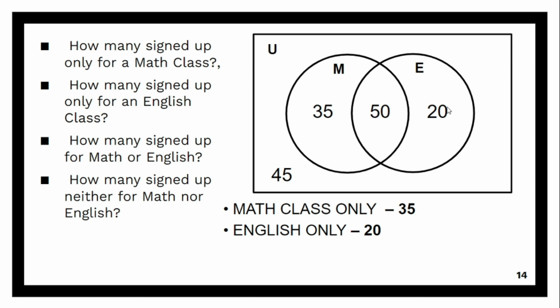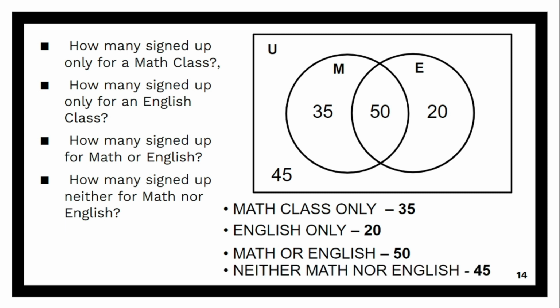Okay? And then, how many signed up for math or English? Math or English. Gusto yung math, pwede din English. So, we have 50 students. And another question is, how many signed up neither for math nor English. Ayaw ng math, ayaw din ng English. So we have 45 students.